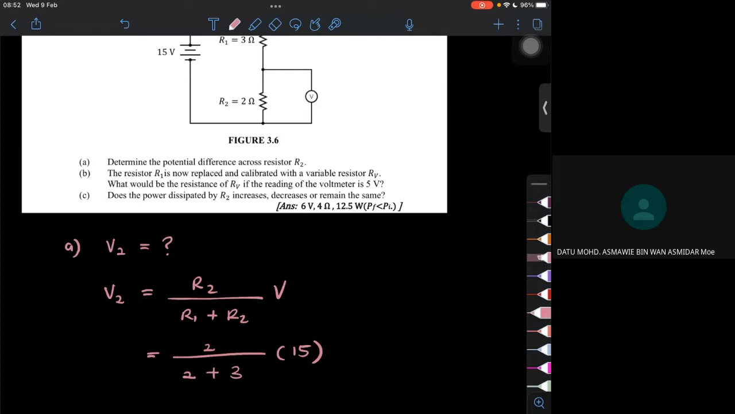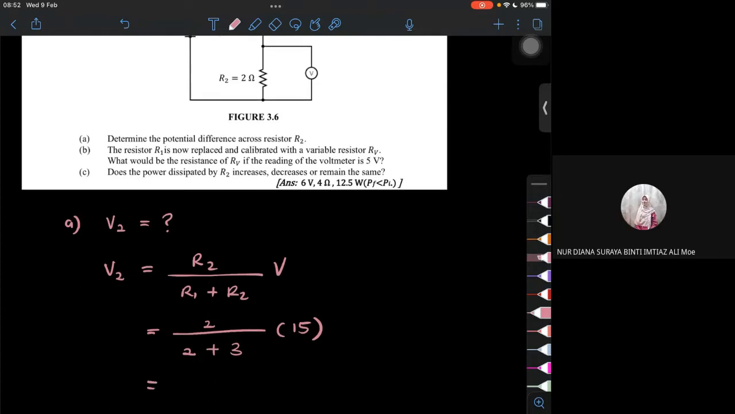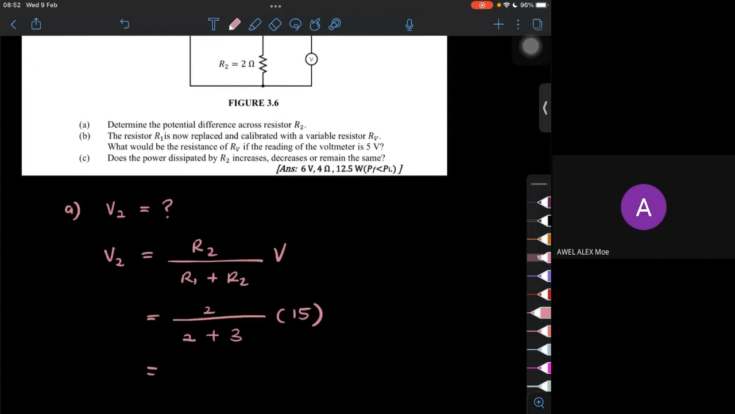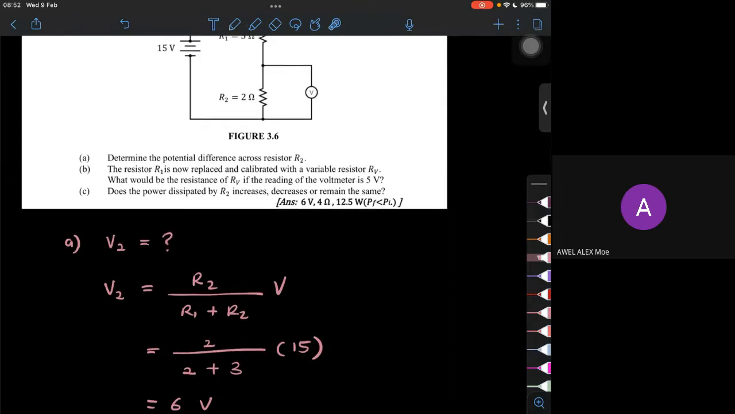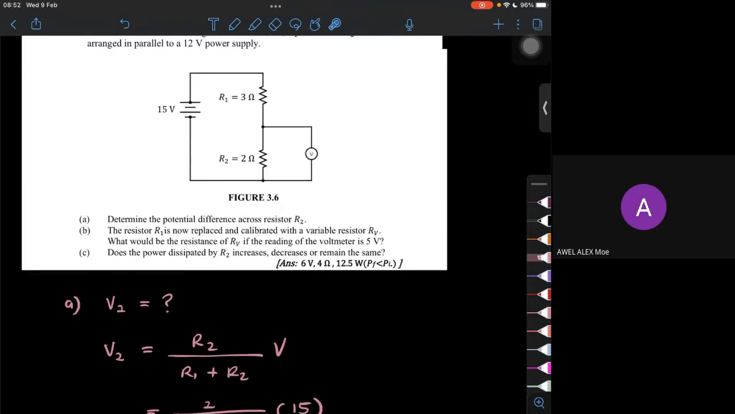Okay, dapat berapa? 6. Okay, you will get 6 volt. Okay, this one boleh kan? Simple je.